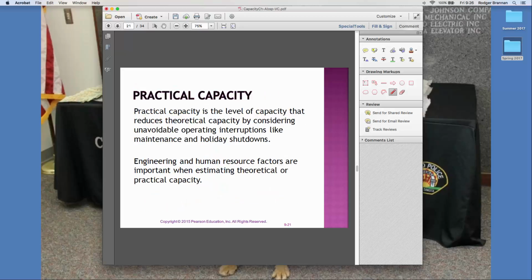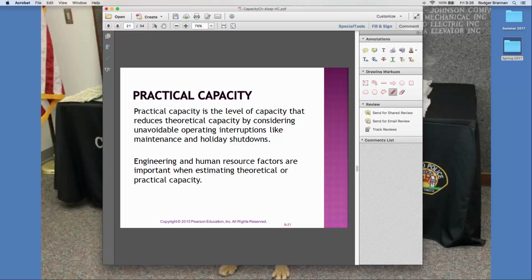Practical capacity says, okay, fine, we understand theoretical capacity, but let's make some adjustments for things like maintenance, things like holidays, things like maybe being more practical and only running 2 shifts rather than 3 shifts.